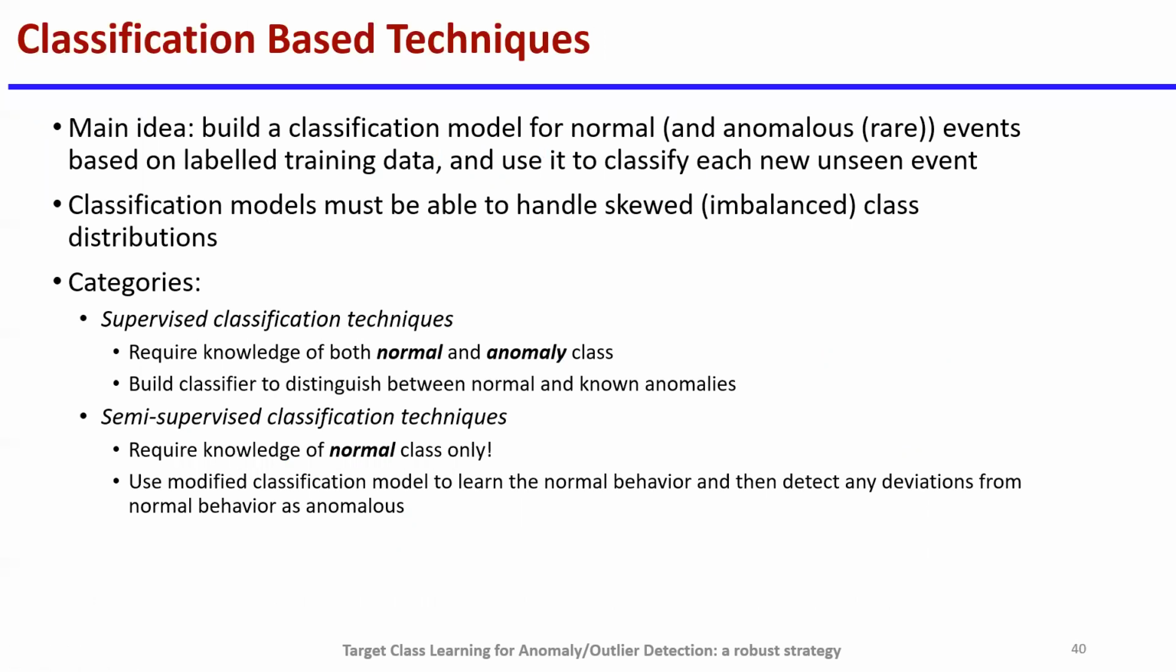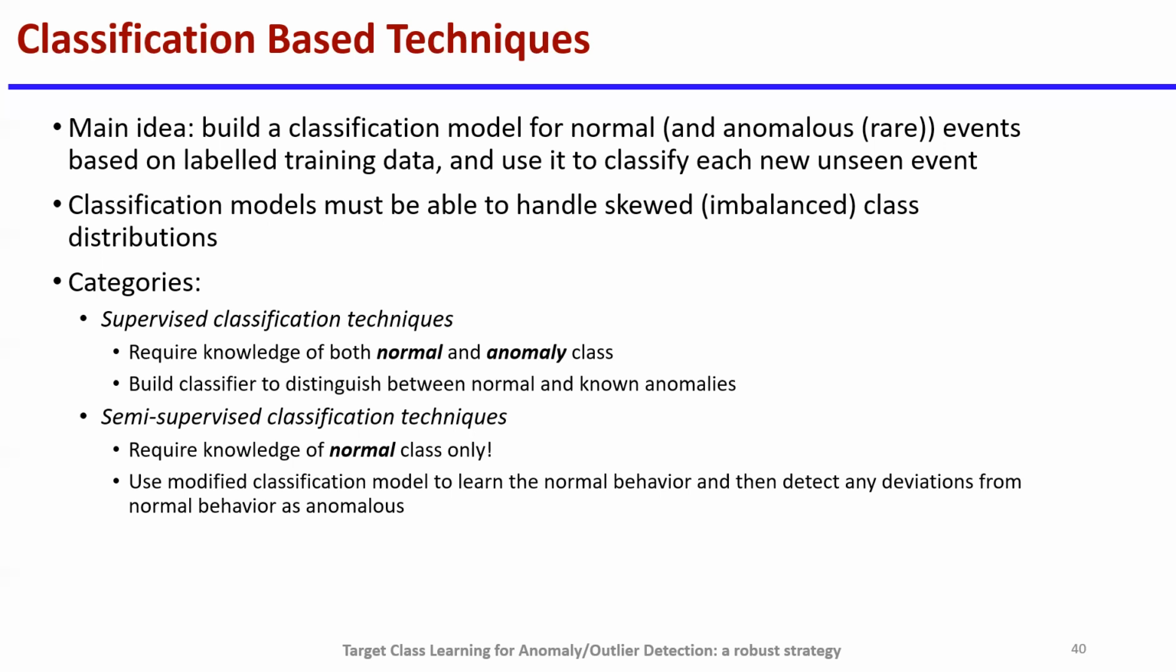First, we are taking the classification based techniques. Classification based techniques means we are trying to build up a classification model for normal events and rare events or anomalous events based on the training data. And we are trying to generate some kind of class labels. So whenever we are experiencing any new data samples, these data samples can be labeled in terms of normal or in terms of abnormal way. That is basically the first case.